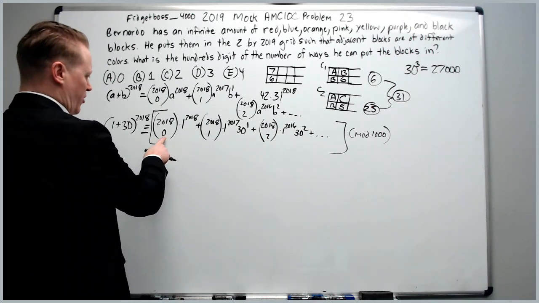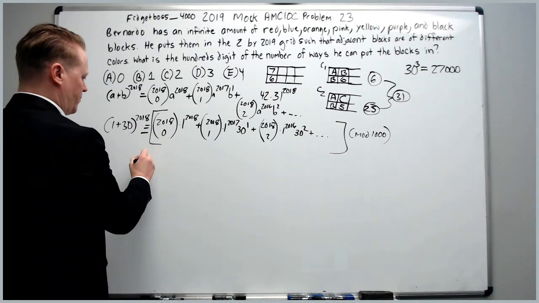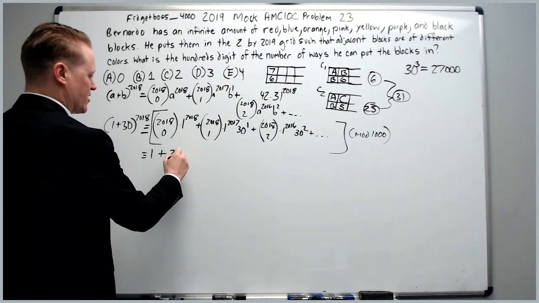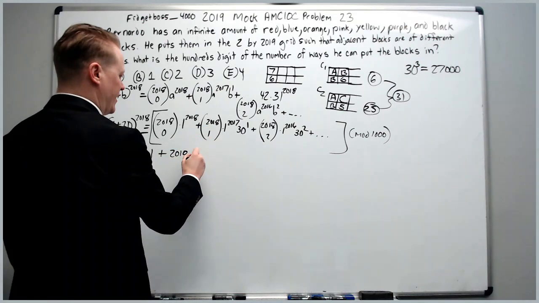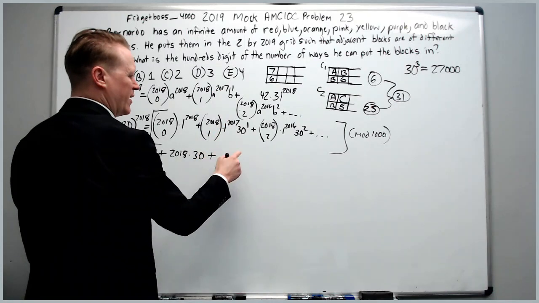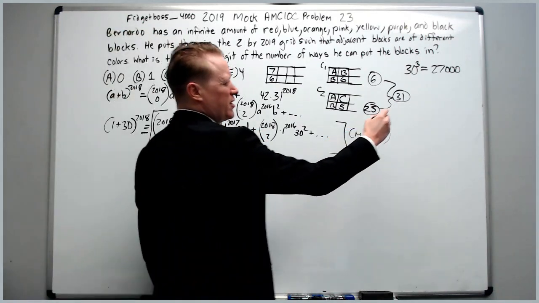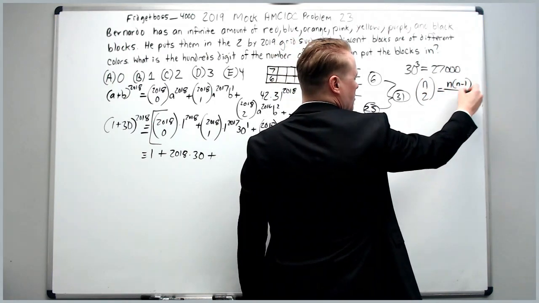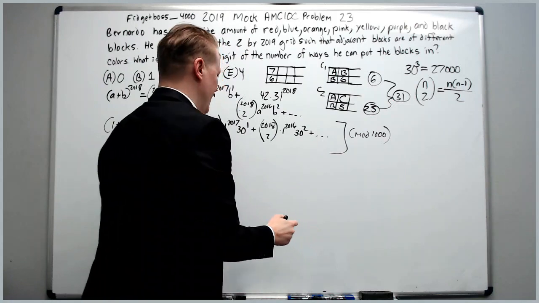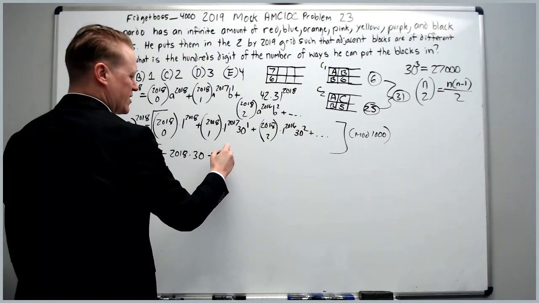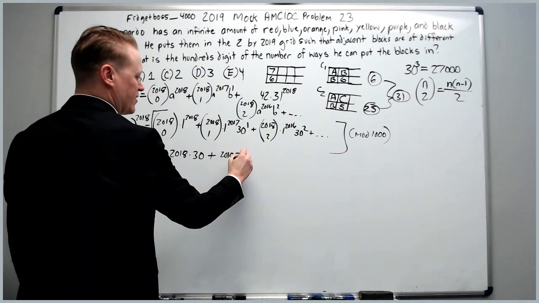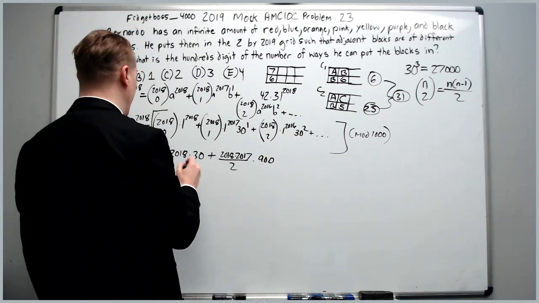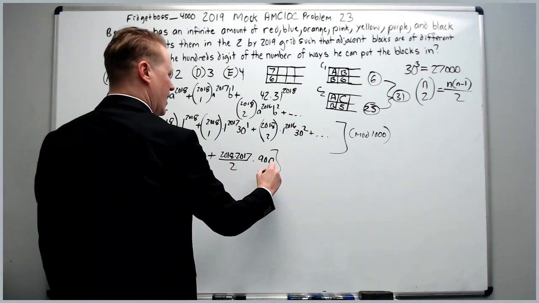So then we progress. 2018 choose 0 is going to be 1 times 1, which is still 1. 2018 choose 1 is 2018 times 30. The 1 we're going to disregard from now on. 2018 choose 2. You should know the shortcut that n choose 2 is n times n minus 1 over 2. Then in that case, this becomes 2018 times 2017 over 2 times 30 squared, which is 900. And this again is mod 1000.